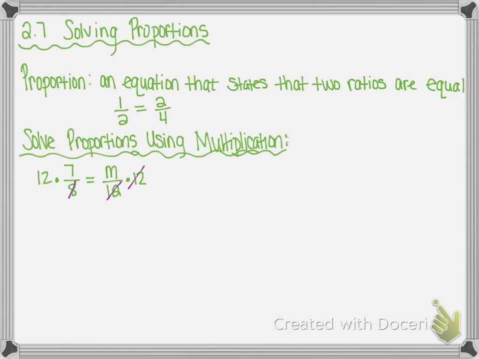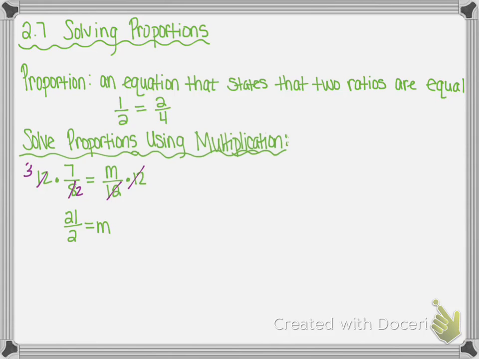So then when I do so, my 12's cancel. On the left-hand side, I can cross-cancel my 8 and 12. I can divide both of those by 4, just to help simplify things. And then I can multiply, and I get m equals 21 over 2. You could also write this as a mixed number, which would be 10 and 1/2. Okay, so that's the first method that you can use. Honestly, we're not going to spend a lot of time looking at this method.